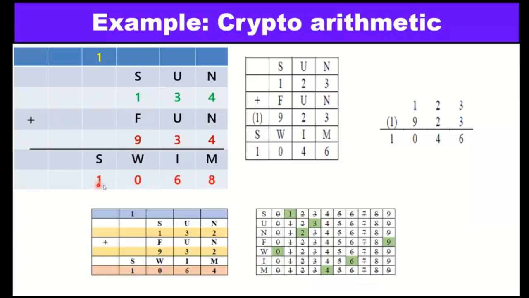So this is 1 0 and this comes 1. Now we have assigned F as 9, 1 is S. Now remaining W comes automatically 0. Now remaining variables are there.